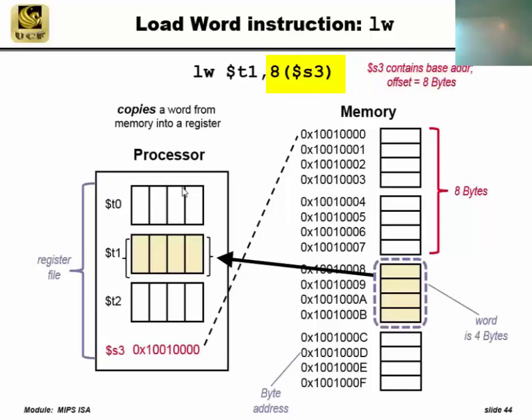S3 contains this number. Here's memory. So what flows over the address bus? This number plus 8. The processor says, I want to access this address plus 8. We look at memory. Memory is byte addressable. Each one of these is a byte. We see 4 bytes per word because, as we mentioned, MIPS has 32 bits as the size of its data word. It's not a 64-bit processor, it's 32 bits. Believe me, it's more than enough to get started.